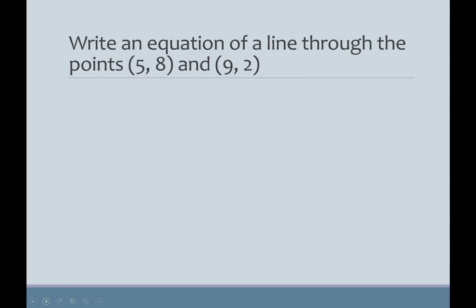Last stop. Write an equation of a line with the points (5, 8) and (9, 2). So now I just have 2 points. I don't have a slope. I don't have a y-intercept. So what I have to do is I got to find the slope first. So remember, we find the slope by the change in y's over the change in x's.